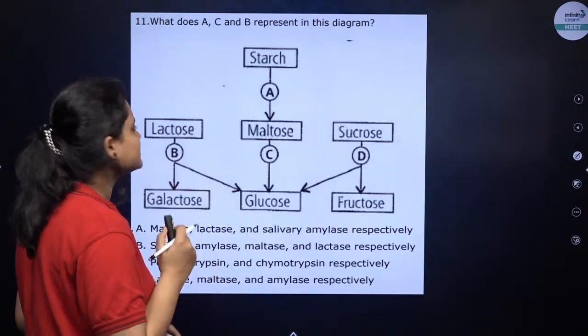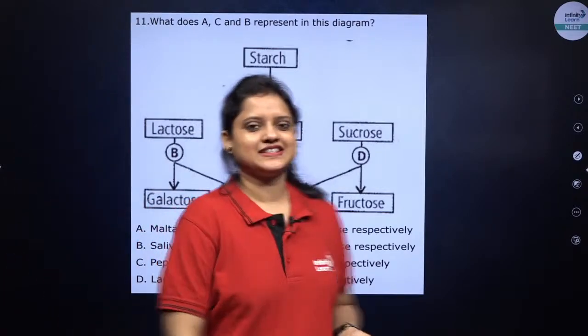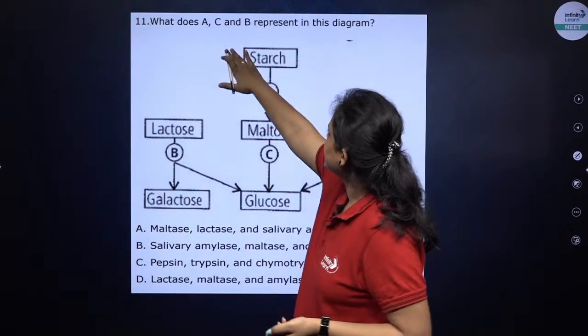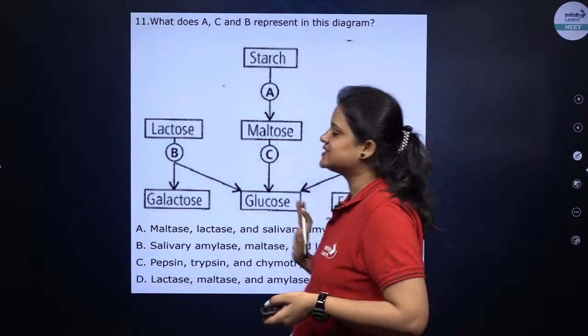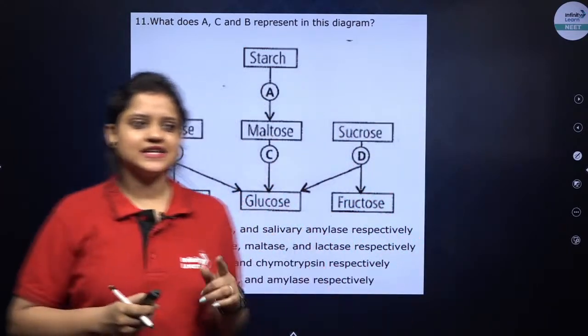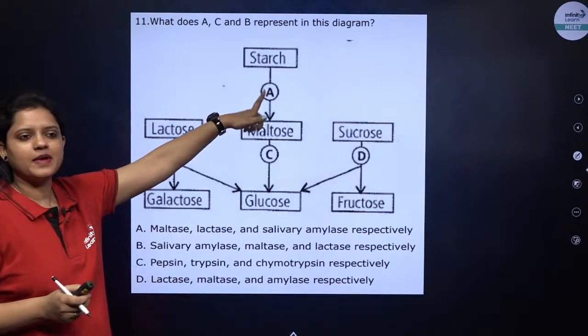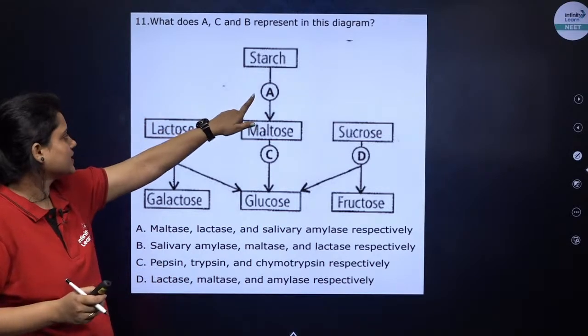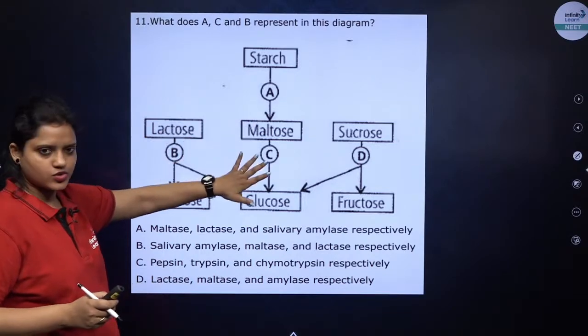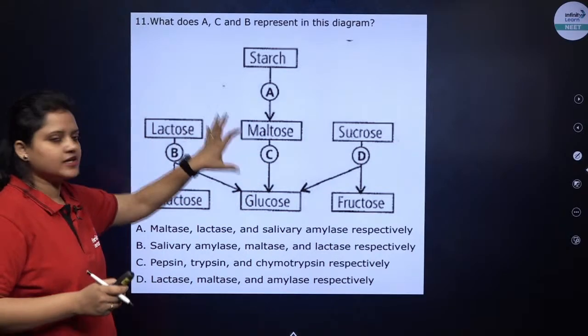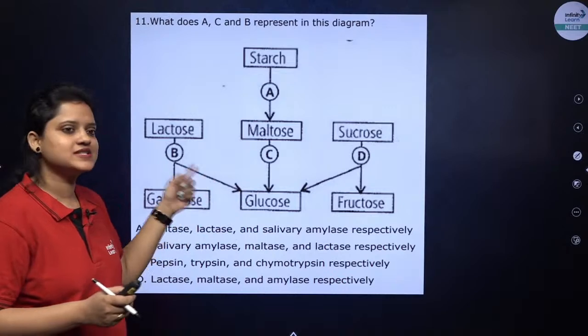Correct option here was D. Next, what do A, C and B represent in the diagram? You all can see this diagram. Starch will be acted upon by some enzyme A, which will form maltose. Now maltose will be acted upon by some enzyme which is C.